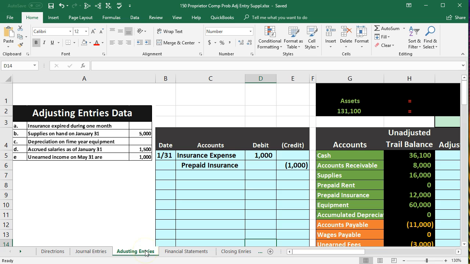Remember that we are on the Adjusting Entries tab here, the second tab. We recorded prepaid insurance last time, recording now supplies. So the transaction date, as all adjusting entries, will be 1/31.